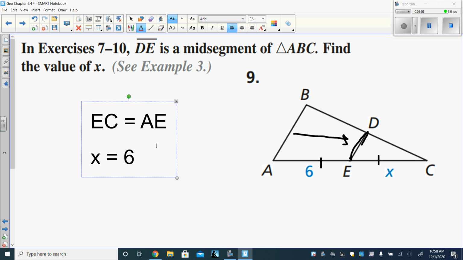It cut the line in half. It's where its middle is at. It's where the middle of the line is located. So x would be 6 here.